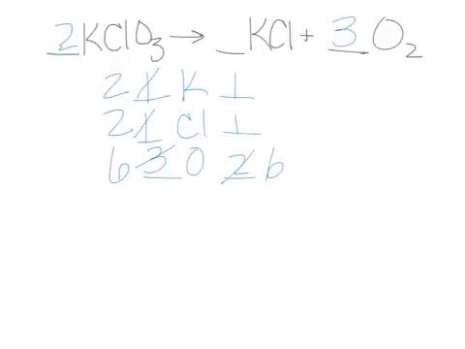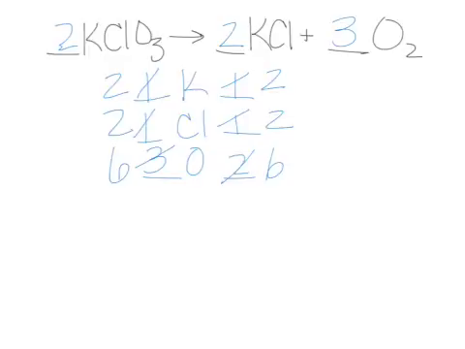So now our oxygens work, and the only thing that isn't working now is potassium and chlorine. So we're going to go ahead and fix that by putting a 2 here, and now all of our atoms balance. We have now followed the law of conservation of mass.